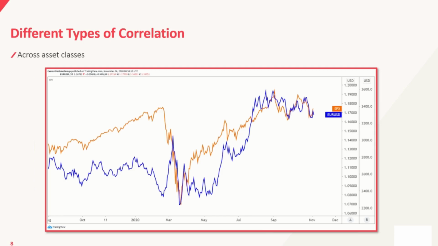Now over here in the chart, I'm comparing the movement between the S&P 500, which is the orange line, and the euro dollar, which is the blue line. Now, just a quick quiz. Are they positively or negatively correlated? Okay, so you guys are saying positive. Some are saying negatively correlated.